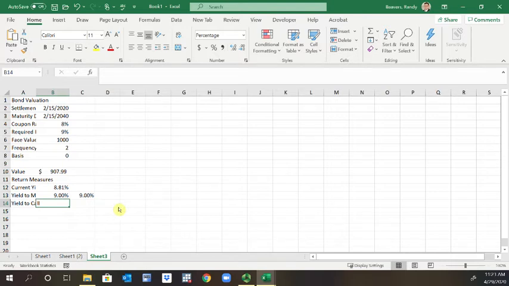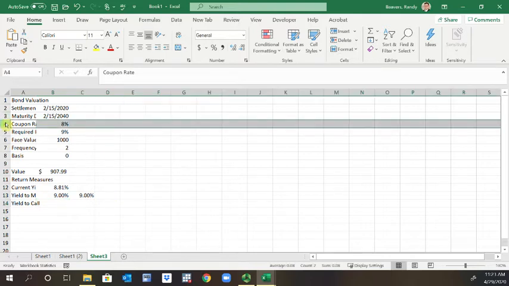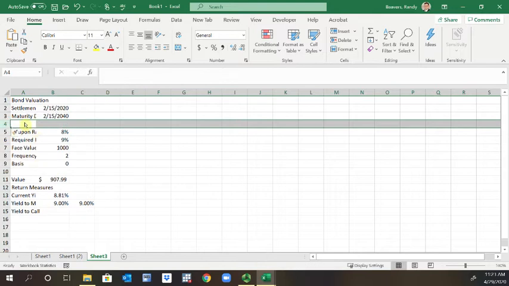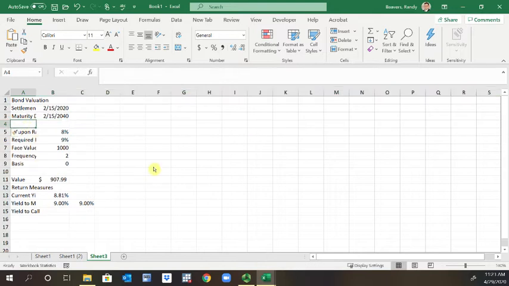So if a bond is callable, that means that the company has the right to pay it off early if they so choose. So what we're going to do is, in cell A4, we're going to insert above this. This is going to be the first call date. And this is going to be 2/15/2025.